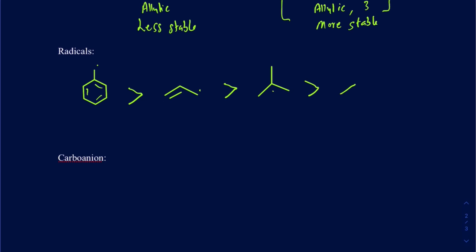And then you've got the secondary radical. And then you've got the primary radical. And then you've got this methyl radical. That's going to be your least stable out of all of those.